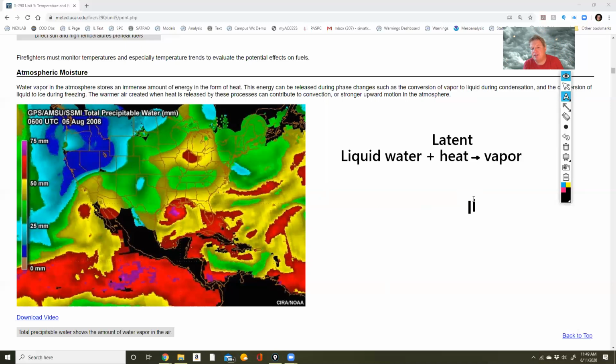But the opposite of this is true as well. It goes the opposite way as well. If you go from vapor to liquid water, which is called condensation, the heat is given back. Okay? So what does that mean? And I'm only going to say this once or twice. I can't underscore how important this is.